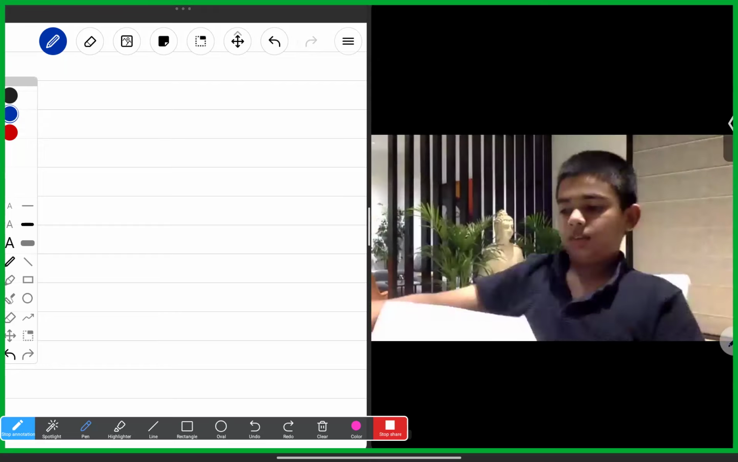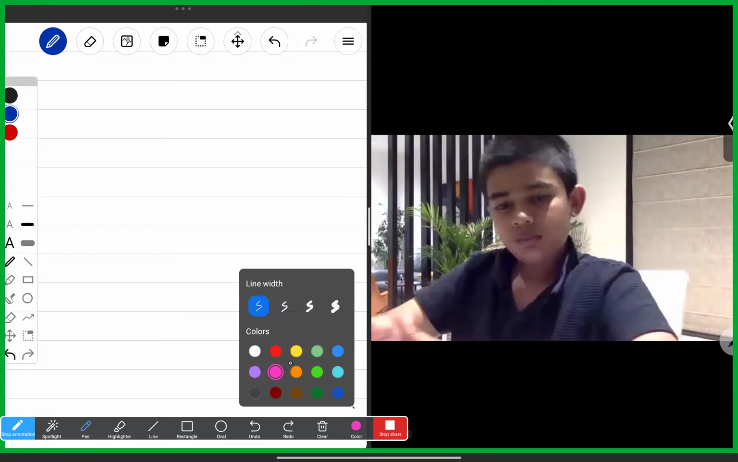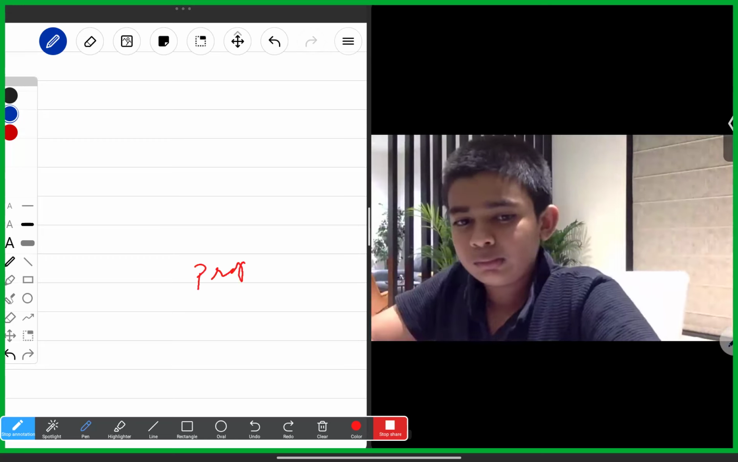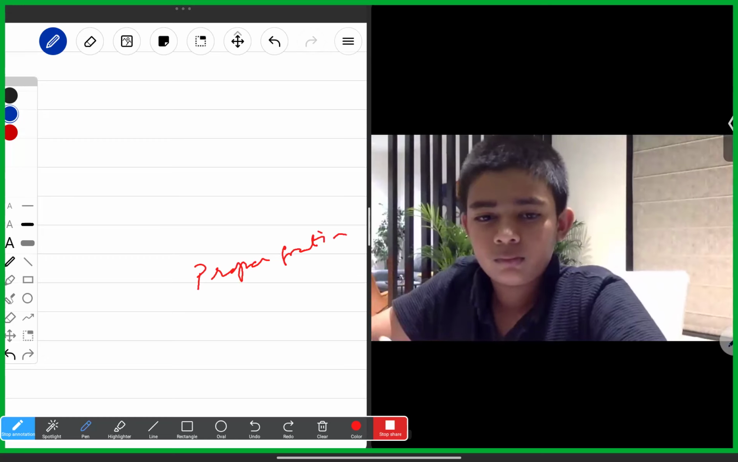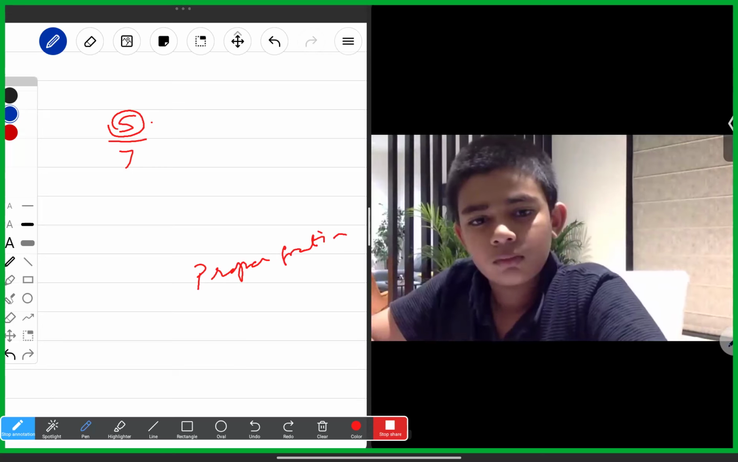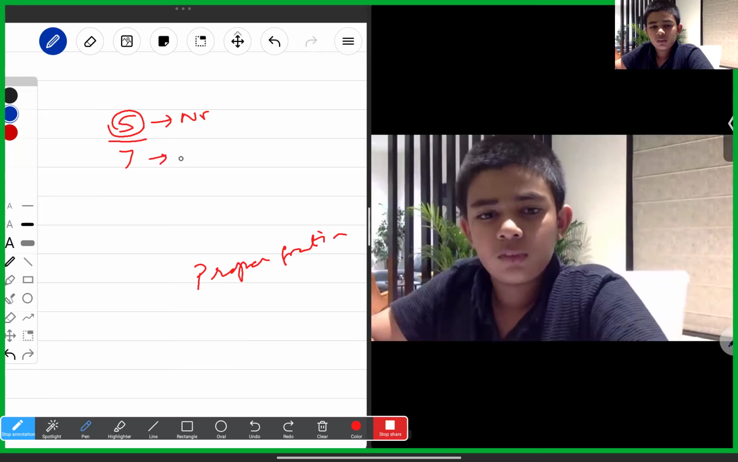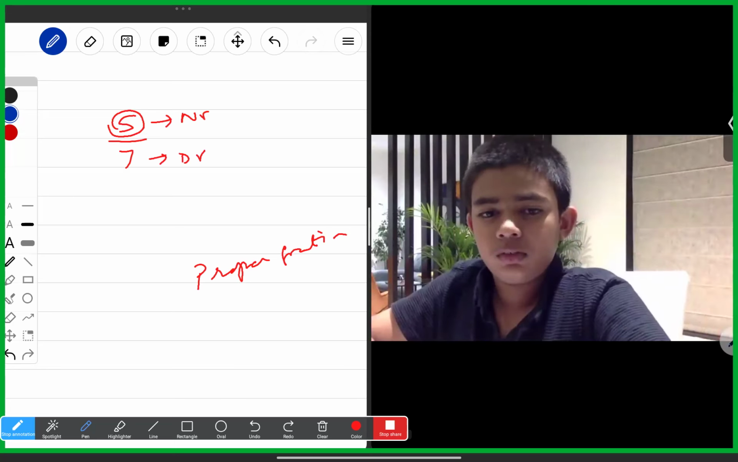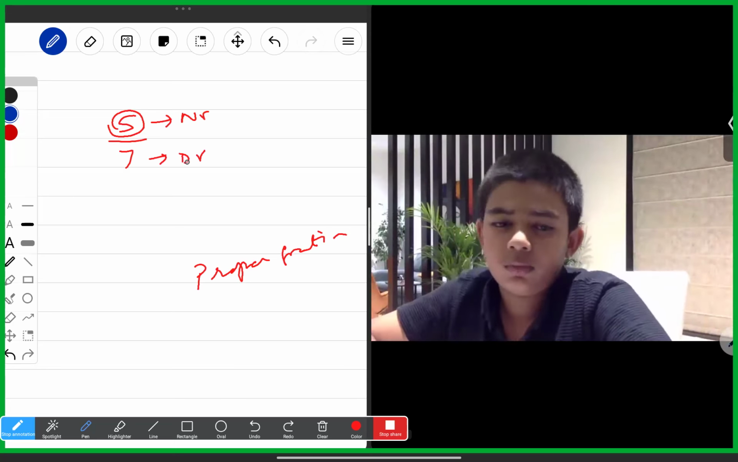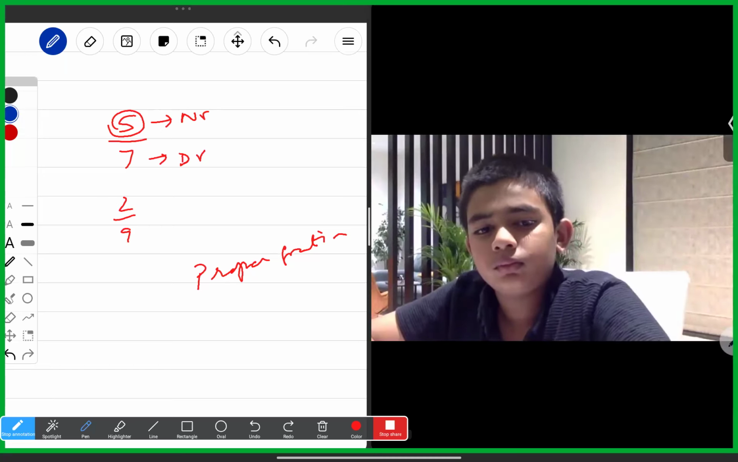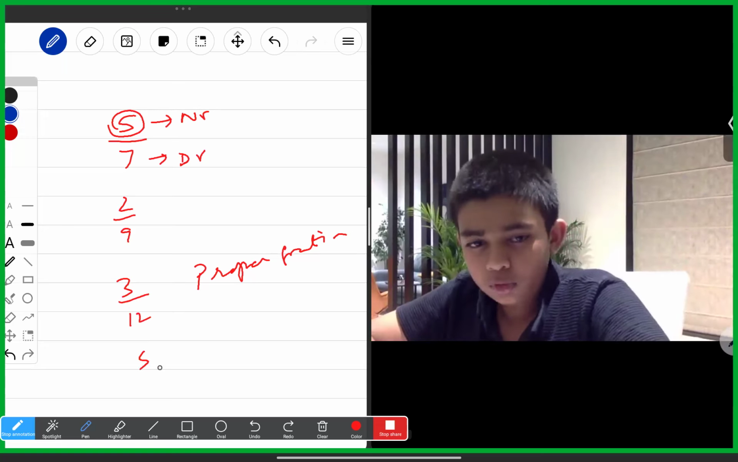So Vilohit, like in the starting I was telling, a fraction is defined as a part of a whole. Like I was asking about proper fraction. Once we write any fraction, we have a numerator and denominator. This top one is the numerator, and the one below is the denominator. So NR and DR, like I wrote the short forms. If I write some more fractions like 2 by 9, 3 by 12, like that, if I write 5 by 8.